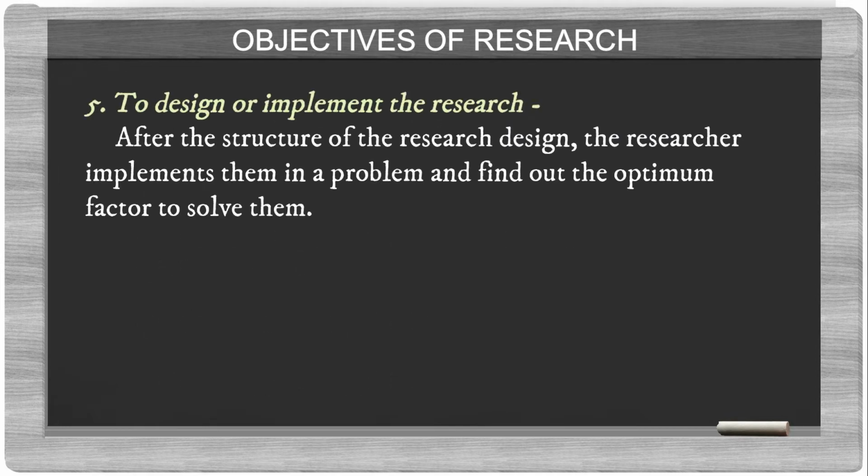Next is to design or implement the research. After the collection of all information, the researcher prepares the structure of a research design for the company so that they can easily describe or identify the structure of a particular research team. The research design can be broadcasted into two forms such as experimental designs and non-experimental designs. After the structure of the research design, the researcher implements them in a problem and finds out the optimum factor to solve them.